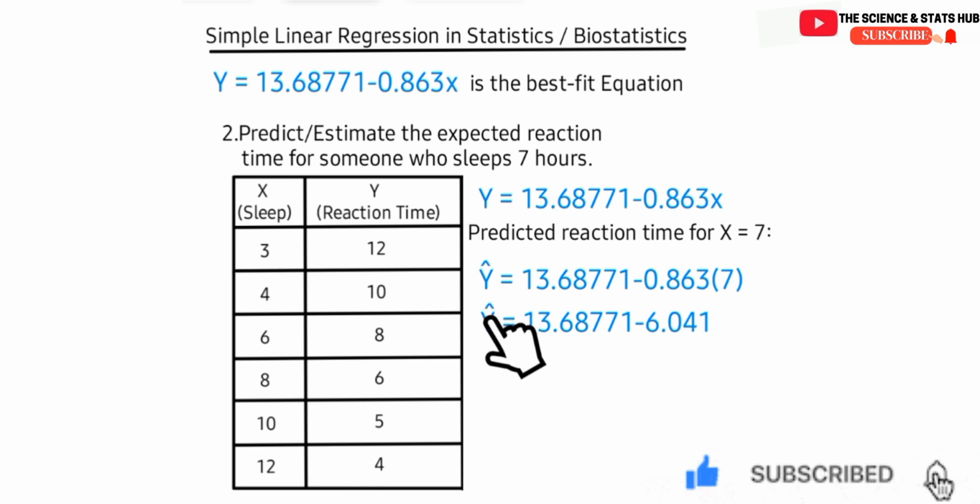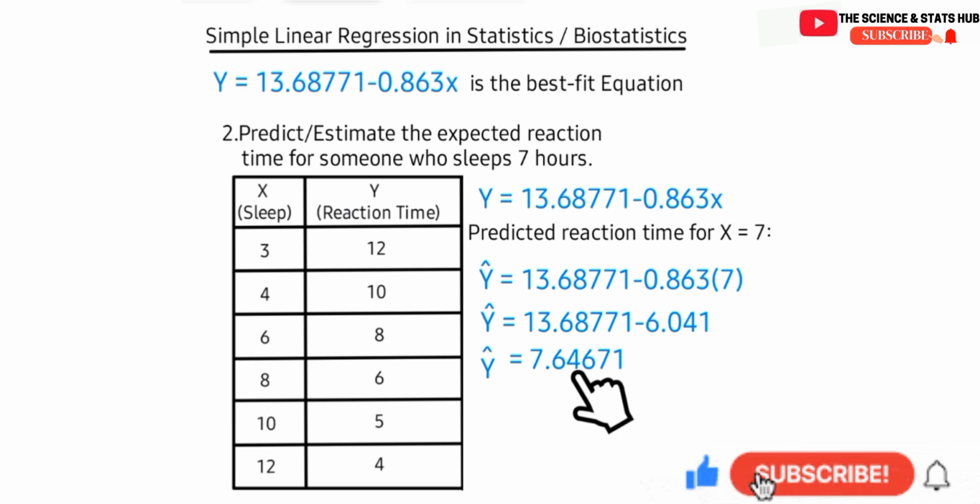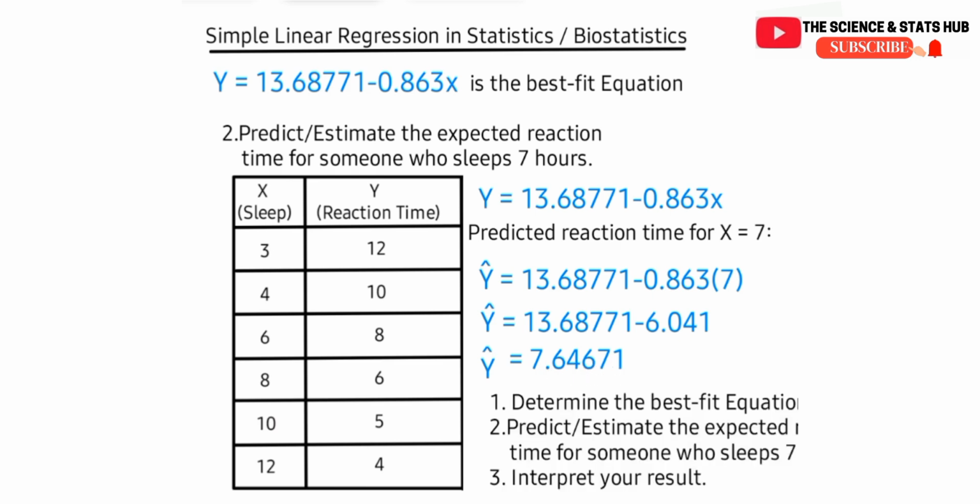So the predicted y representing the reaction time at 7 hours will be equal to 13.68771 minus 6.041, which gives 7.64671. So the reaction time for someone who sleeps 7 hours is 7.64671. Now question 3 says we should interpret our results.